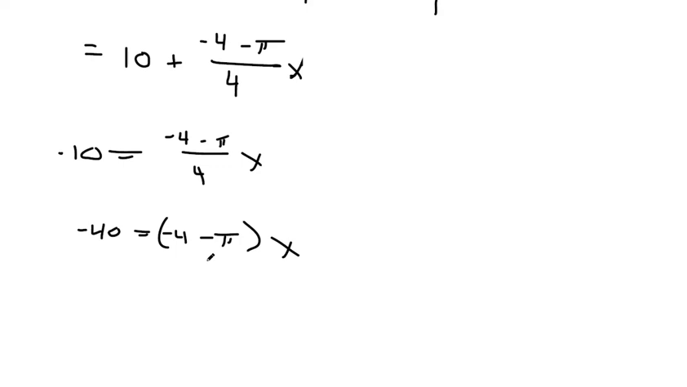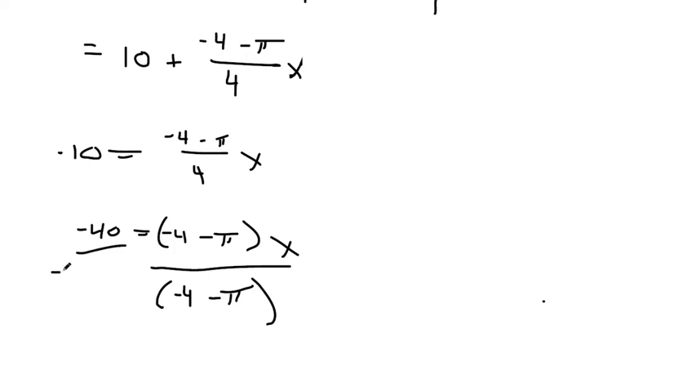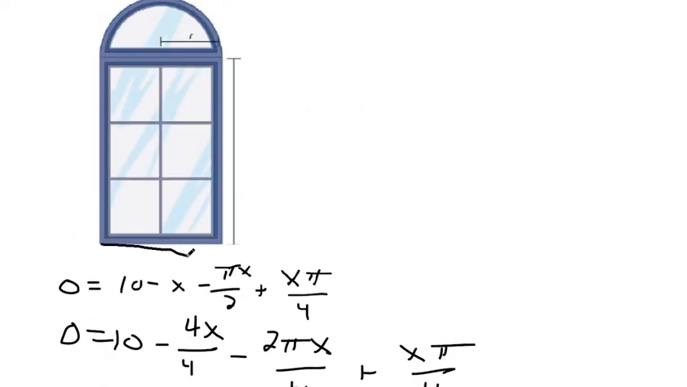Let me see if they want the exact answer though. Nope, they said we can round, so we're all set to change this to a decimal. We want to divide this term from both sides. So we get x is, I think that's 5.6 when I checked with my calculator. Well, you can figure out negative 4 minus pi and then do negative 40 divided by that result. So that's x, that's the width.